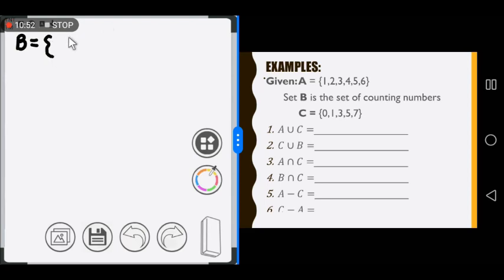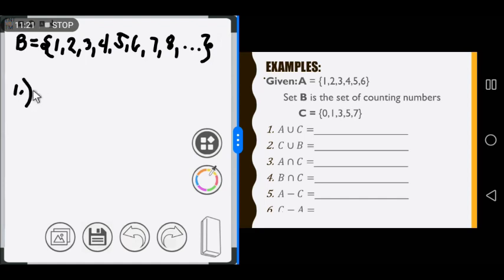So, ang set B daw ay set of counting numbers. So, pag sinabing counting numbers, saan ka ba nagsisimula pag nagbibilang ka? Siyempre sa 1, no? So, counting numbers ay 1, 2, 3, 4, 5, 6, 7, 8, 9, 10. Pero this has no ending. So, lagyan na lang natin ng ellipsis. Yan. Okay? So, sagutan natin yung number 1.